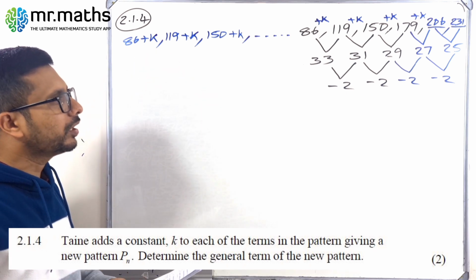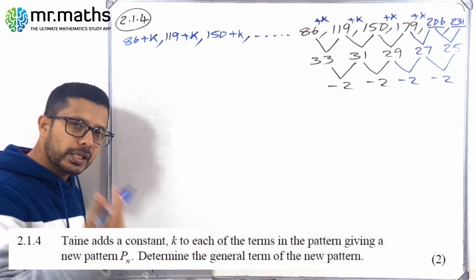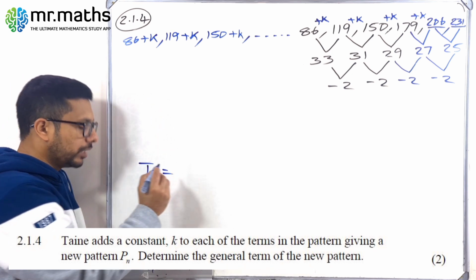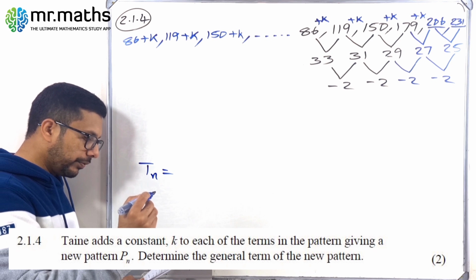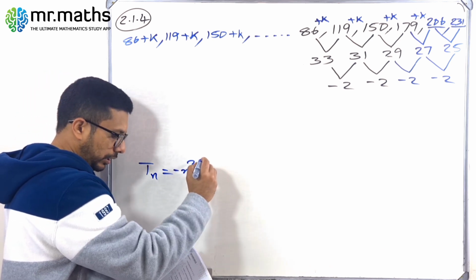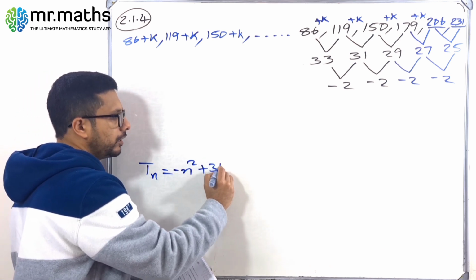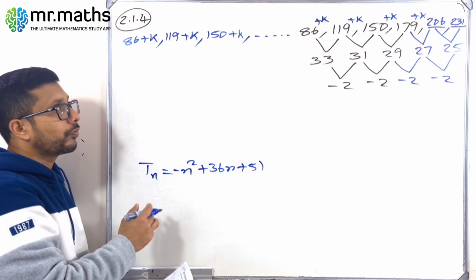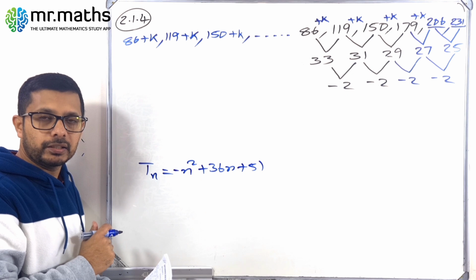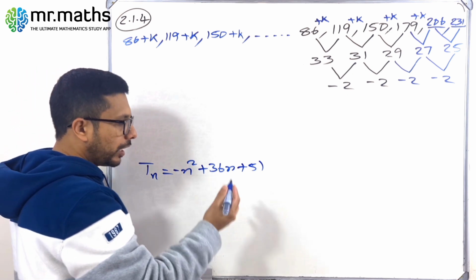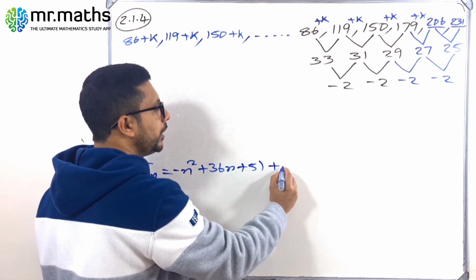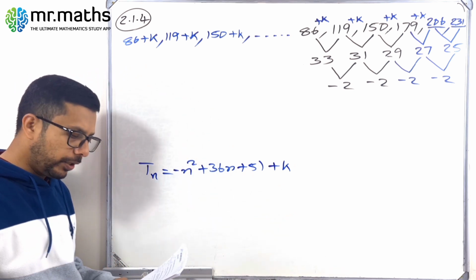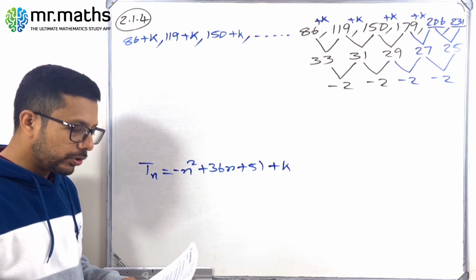So in effect, if we can understand like this, each term is added k, the constant term is added. So what was the general equation? Tn is equal to, from the previous question, minus n square plus 36n plus 51. This is the general equation before we add k. Okay. So if we add k, that constant term, the only difference is going to be plus k here. That is the difference. Okay. Anyway, that is the answer you are supposed to write, guys.